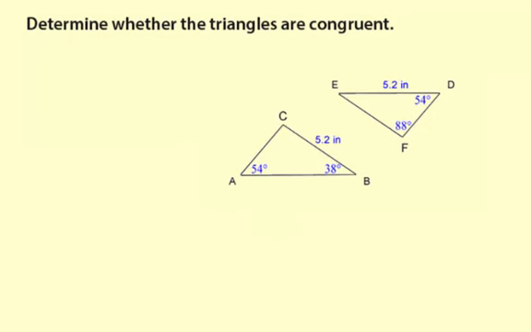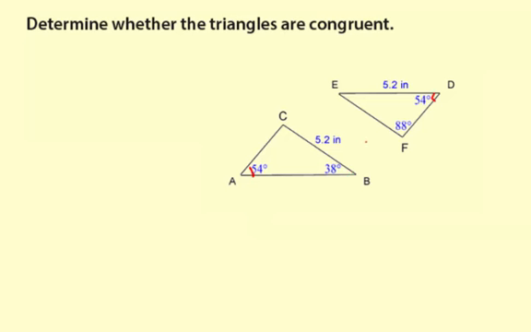Determine whether the triangles are congruent. So let's take a look. We have triangle ABC. Measure of angle A is 54 degrees, and that matches up with D over here, 54 degrees. Measure of angle B is 38 degrees.